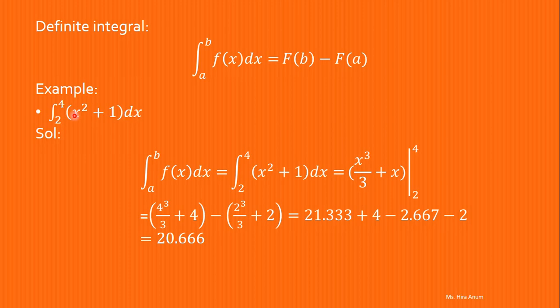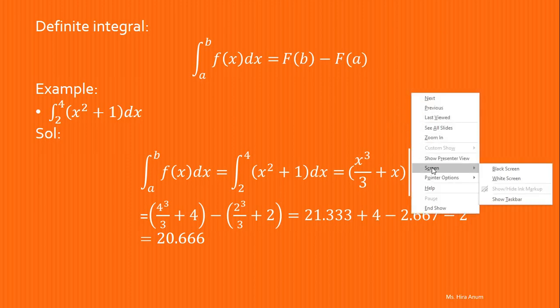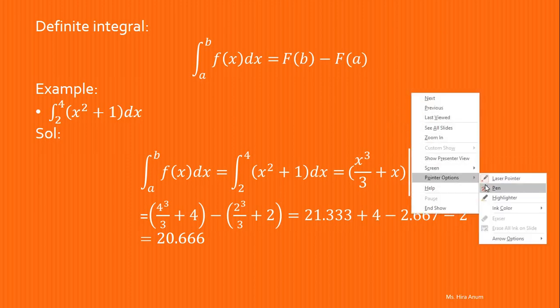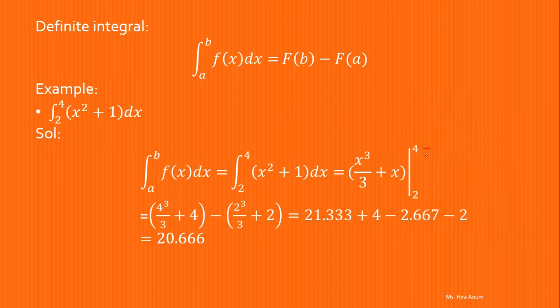Simply integrate this, it becomes x cube over 3 plus x. Putting the limits on the whole function. Lower limit is 2, upper limit is 4. Just like a equals to this and b equals to this. This is equals to b and this is equals to a.